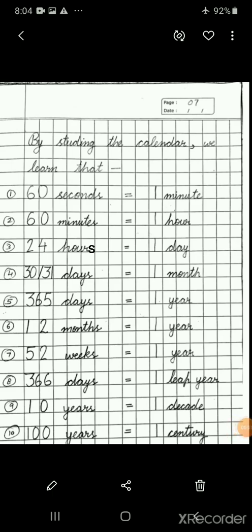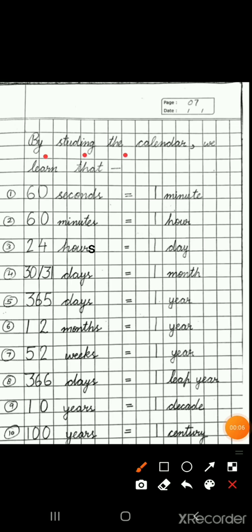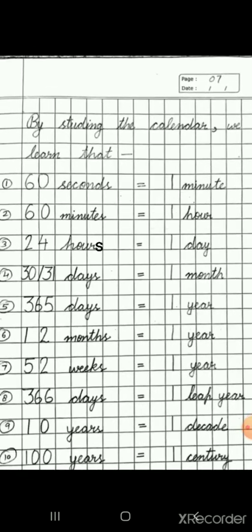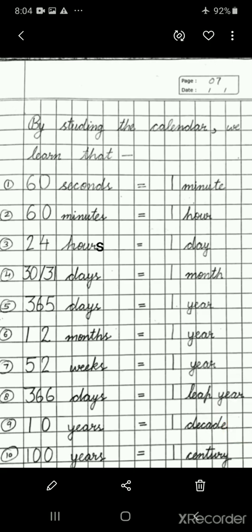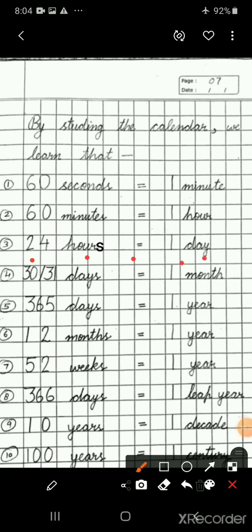On the next page you will write: by studying the calendar, CALENDAR, we learn that first, 60 seconds equal to 1 minute. 60 minutes equal to 1 hour. 24 hours equal to 1 day. 30 or 31 days equal to 1 month. 365 days equal to 1 year. 12 months equal to 1 year. 52 weeks equal to 1 year. 366 days equal to 1 leap year.